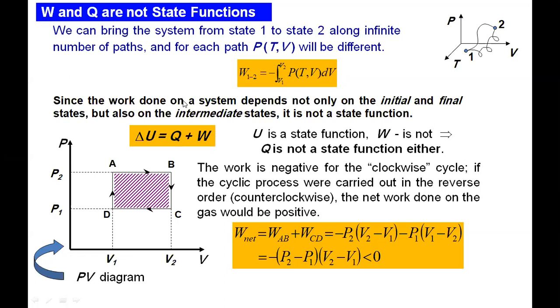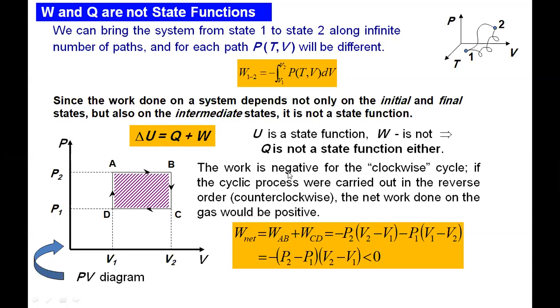So since the work done on the system depends not only on the initial and final state, but also on the intermediate state, it is not a state function. So delta U equals Q plus the work. U is a state function, work is not. Q is not a state function either, but U is a state function.